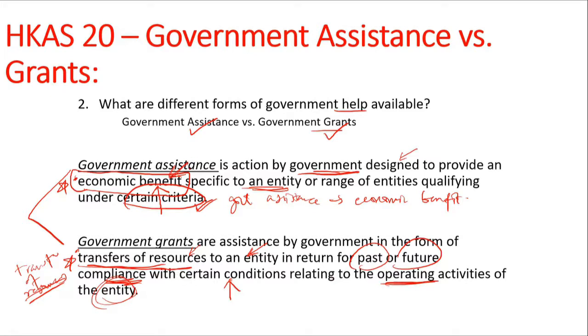Whereas government assistance would be about economic benefit. So that's the basic difference between government assistance and government grants. You can pay attention to these key terms here: economic benefit and the transfer of resources.